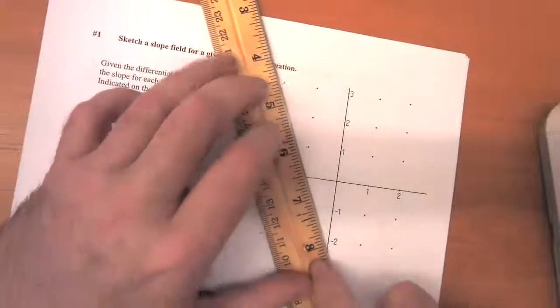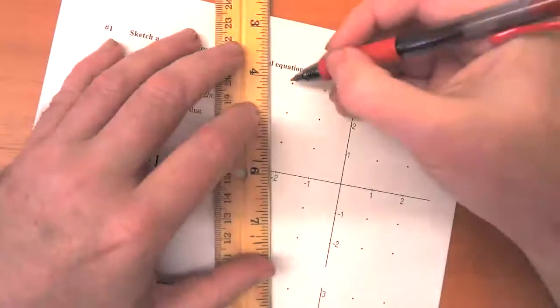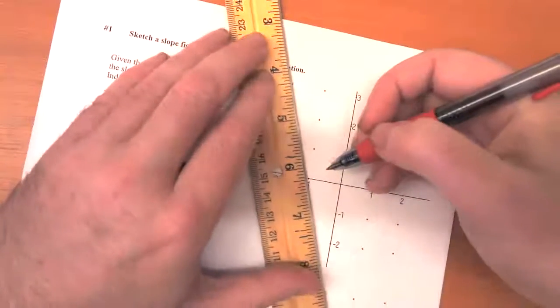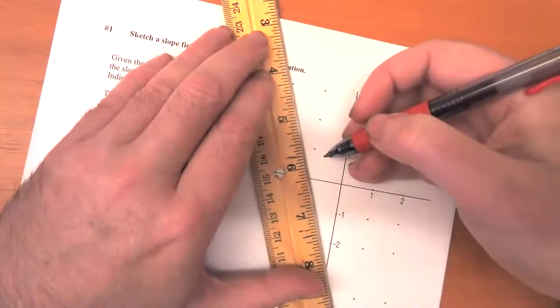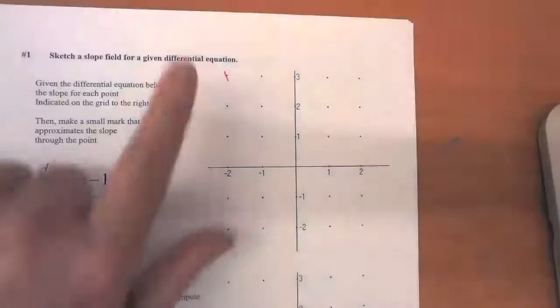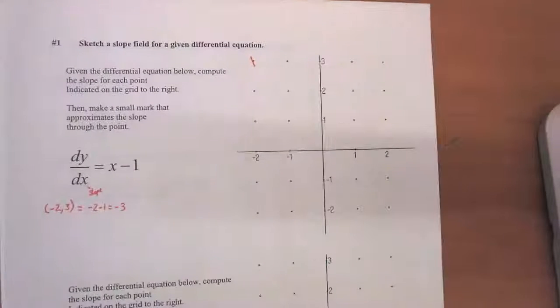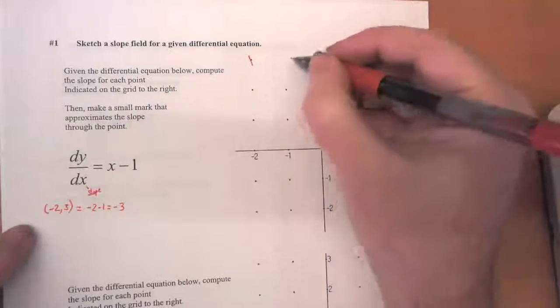All right, so let me give you an example of what I mean there. So here's, I'm going to make this really precise. -3 would be down 3 and over 1. So it would go like that. And so I want to make just a little line there that's got a slope of -3 that goes through that point. Okay.